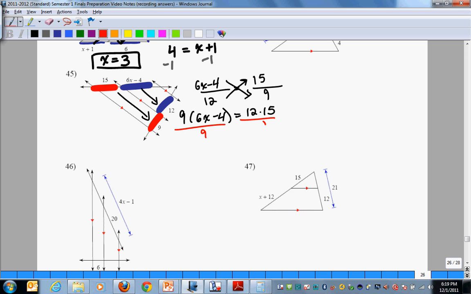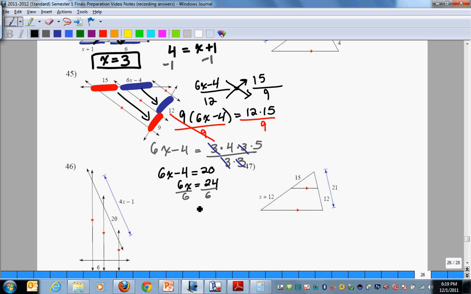Divide by 9. 6x minus 4 equals 3 times 4, and 3 times 5, and down here is 3 times 3. 3's cancel. So I'm going to end up with 6x minus 4 equals 20, plus 4 both sides. 6x equals 24. We're going to divide by 6, and we get x equals 4. That's for number 45.